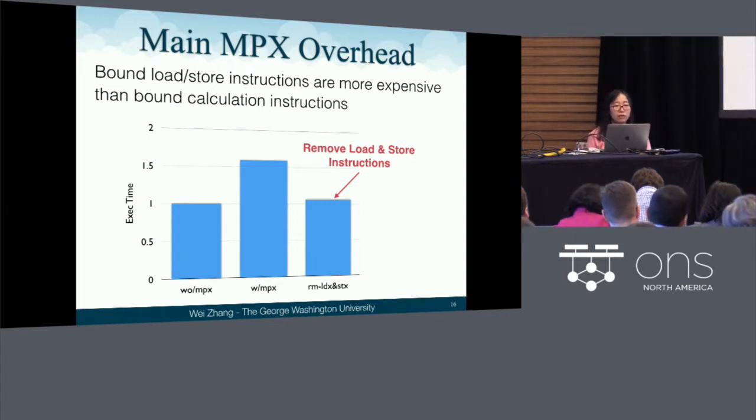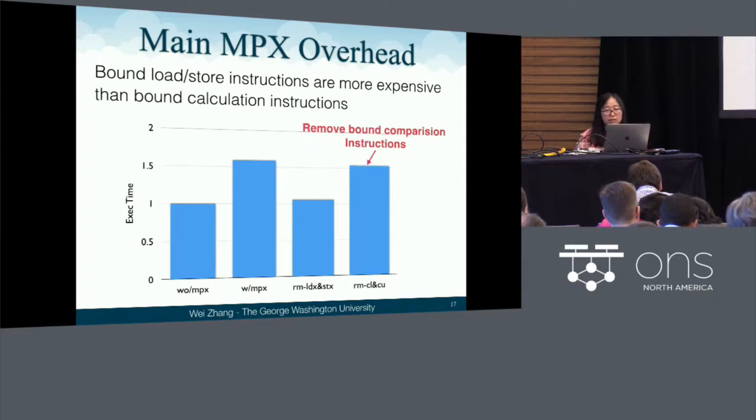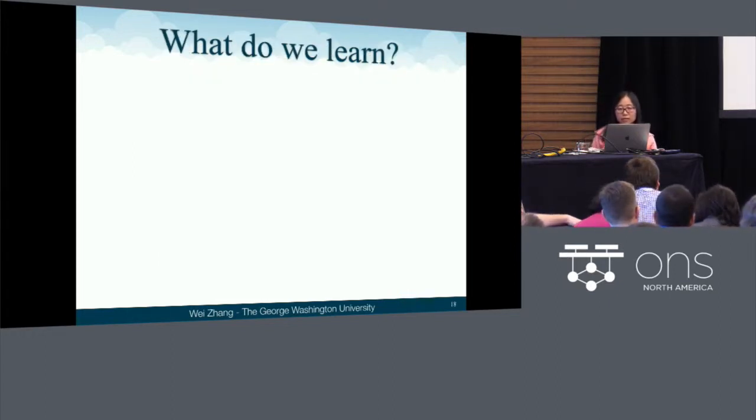The other is the bound comparison and bound making. What we found is that if we remove the bound load and store instructions, and only have bound comparison and bound making, the performance is similar to without MPX protection. If we have the bound load and store instructions, the performance looks the same as the full MPX protection.